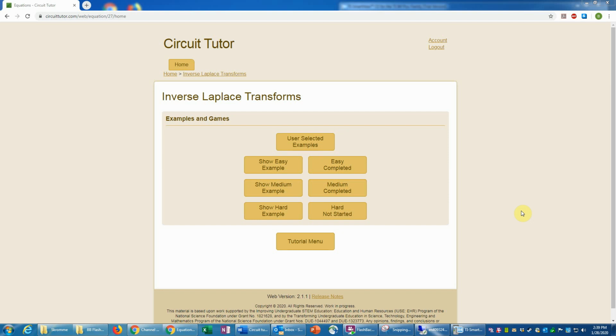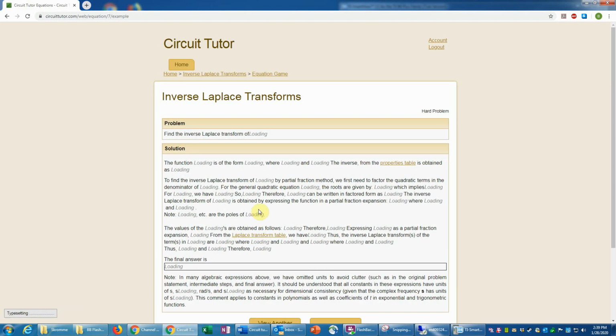This is an example of working the hard or level 3 problems on the Inverse Laplace Transforms game in Circuit Tutor. So as always, I do have examples available here at multiple levels of difficulty. And of course, I've already watched the introductory tutorial that explains the basic principles involved, which would be important before starting the exercises. But let's just look briefly at an example.